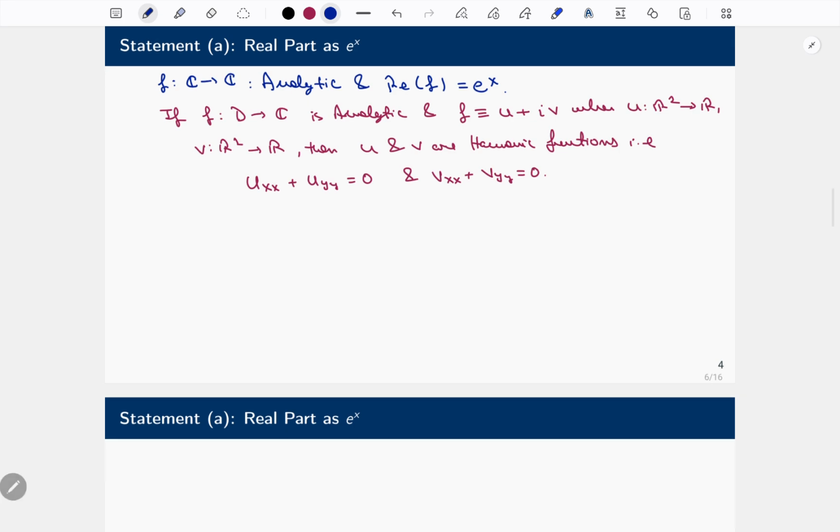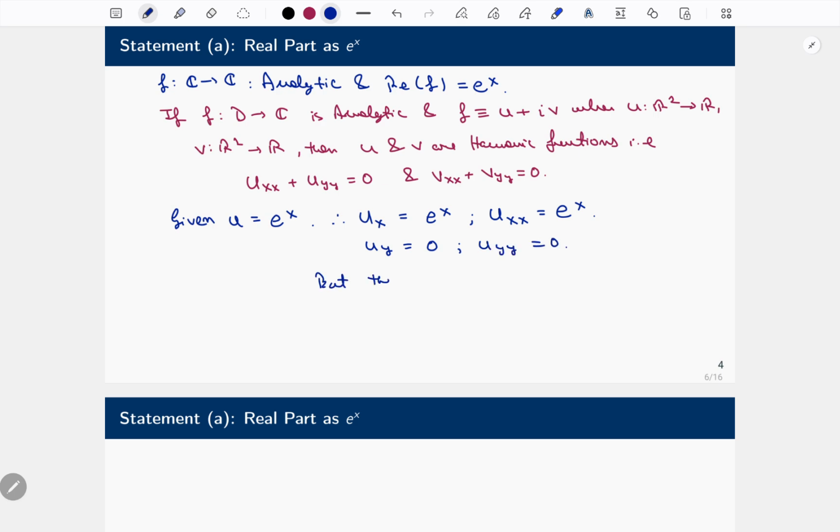Now I am given u is e to the power x, right? Therefore, what is the partial derivative of u with respect to x? It's e to the power x. What is the second partial derivative with respect to x? It's still e to the power x. And I have partial derivative of u with respect to y to be 0. So my uyy is also 0.